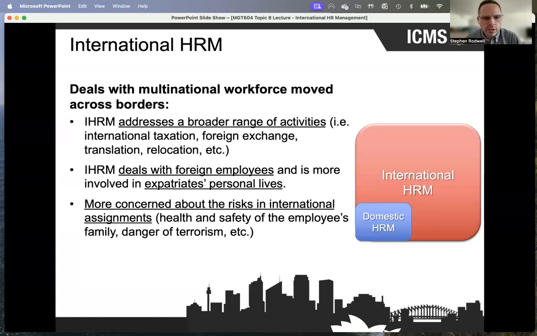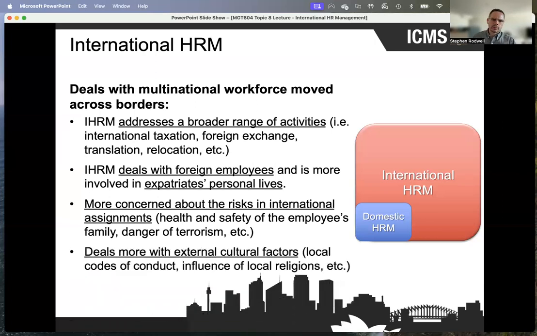There's certainly more concern about the risks of international assignments, things like health and safety of the employee. We're sending employees to certain places around the world. They can be a lot more dangerous than the country that those employees come from, especially from Australia going to other countries, because Australia is an incredibly safe country. There are other countries around the world that are less so. And so, we have a responsibility, a duty of care for the health and safety of our employees. So ensuring that our employees are safe and well looked after when they go overseas.